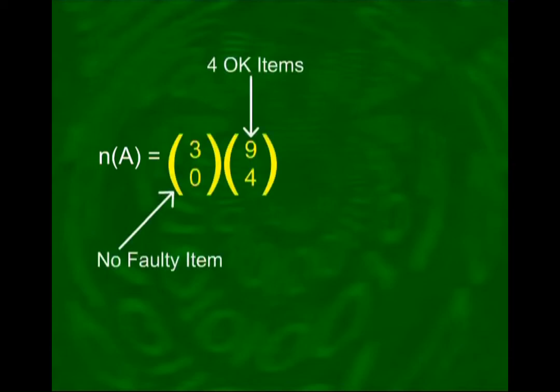Iska matlab ye hua ki jo favorable outcomes hain, jo is baat ko favor karte hain ki mera jo box hai that will not be stopped from being exported, wo do hi hain. One is that situation when out of the 4 selected, not even one is faulty, and the other is that situation when out of the 4 selected, only one is faulty. So, we will be computing the number of ways in which the first event can occur and the number of ways in which the second event that is favorable to what I want can occur. And then I will add the two, and that will give me the total number of outcomes favorable to what I want.